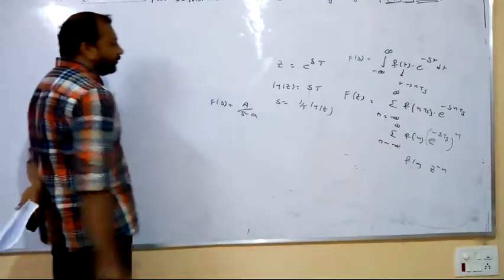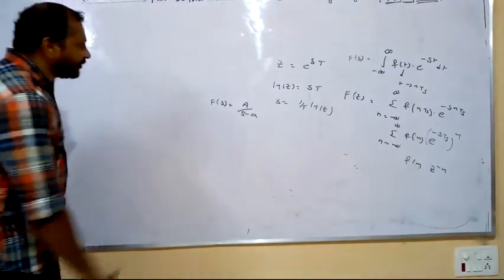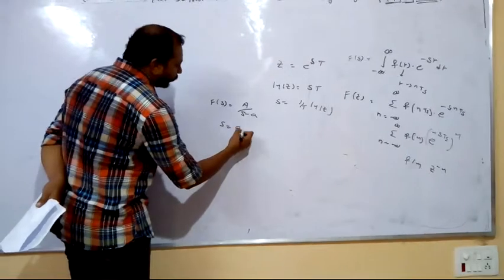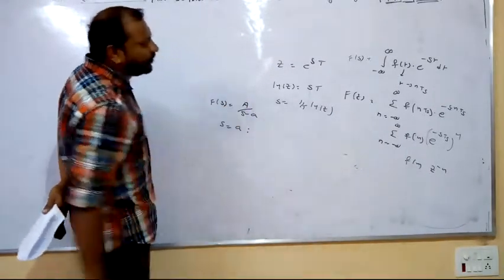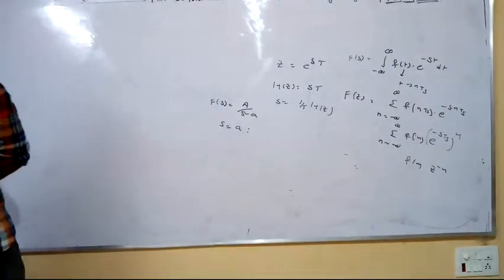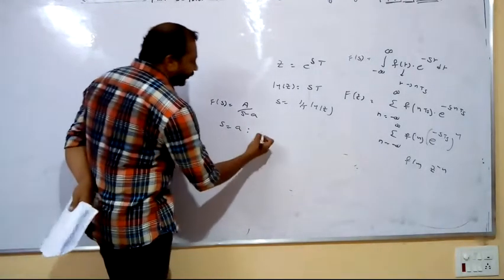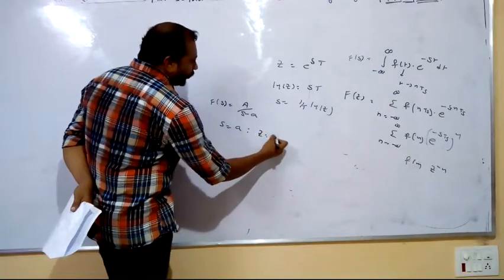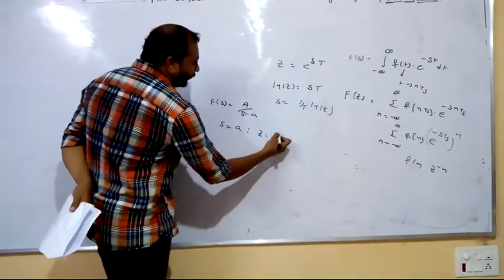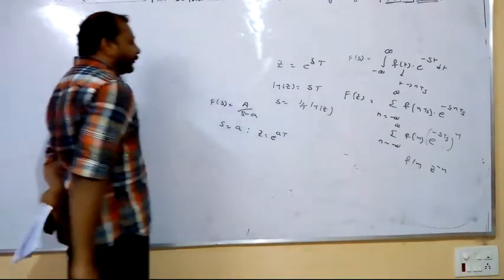Suppose in the Laplace transform, F of s equals 1 divided by s minus a, that is having the pole at s equal to a. To convert this F of s into the z transform, the corresponding pole in z is equal to e to the power aT. Like that we can write directly.